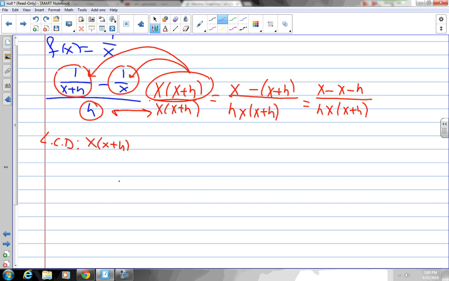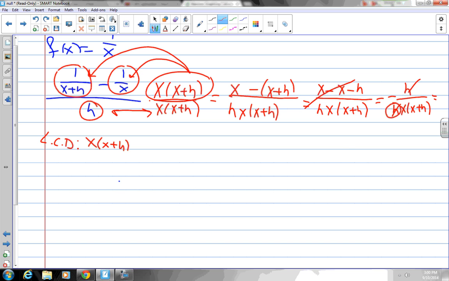So x minus x, they go away. You're down to negative h over hx times x plus h. And so then h is canceled. And this was my original h. This little guy was the original h from the original setup. I got a new h in there, but I don't care. I killed the original one.